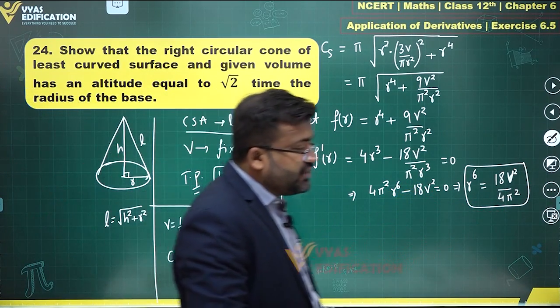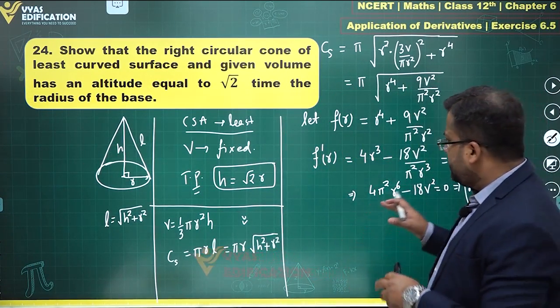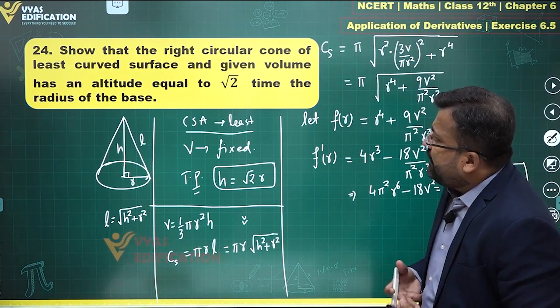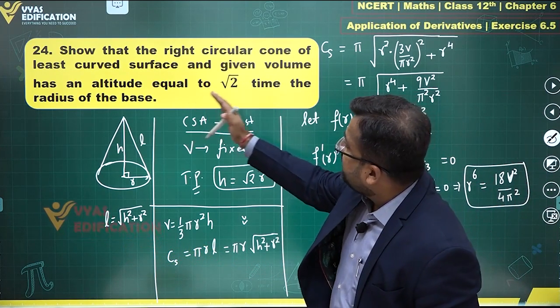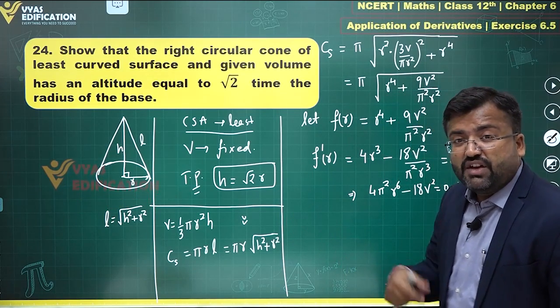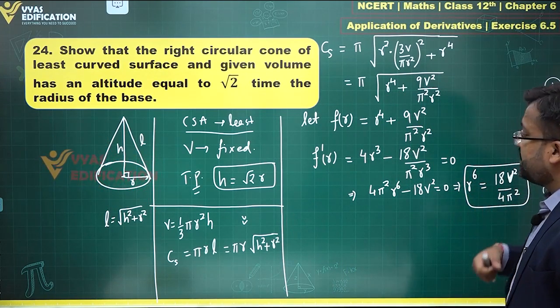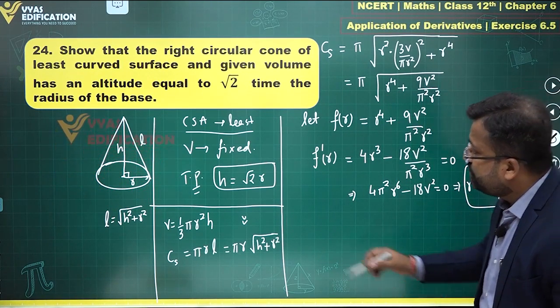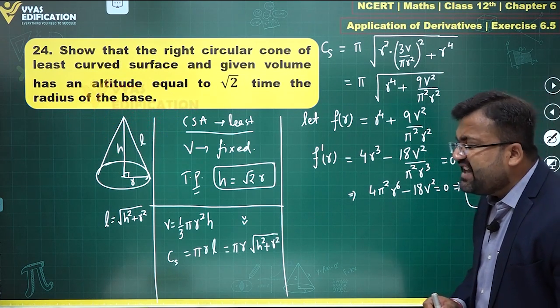R power 6 equals this. But this is one part of the solution. Further, we have to go ahead and prove that the altitude is equal to root 2 times the radius of the base. We are interested in the altitude for this R power 6 as well, and we are supposed to prove this one. So can we find h somehow?